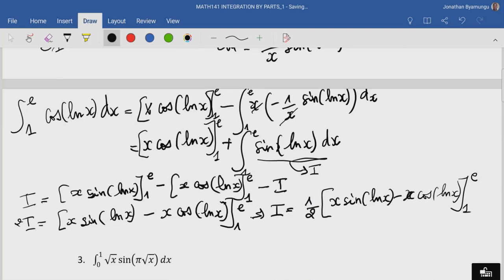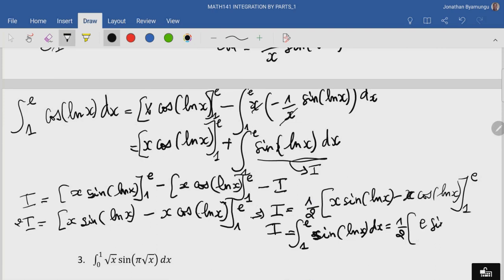And once you do the substitution, you should be able to get that I, which is our original integral, the integral from 1 to e of sine of ln of x dx, is just equal to 1 over 2 multiplied by e of sine of 1 minus e of cos of 1 plus 1. Right, so please double check this result.